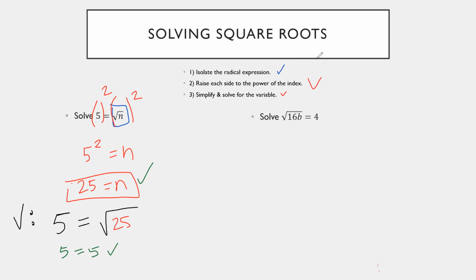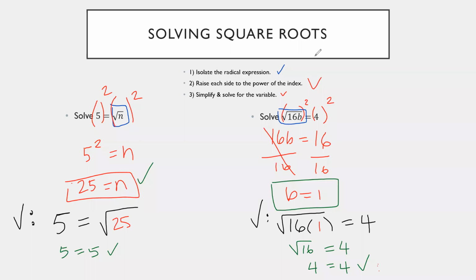Step 4. Go ahead and try problem 2 on the right-hand side. The square root of 16b is equal to 4. Don't forget to check for extraneous solutions. Okay, did you get b is equal to 1? If so, you would be correct.